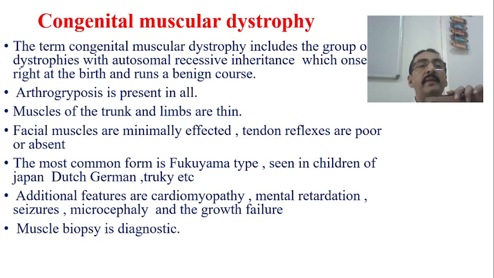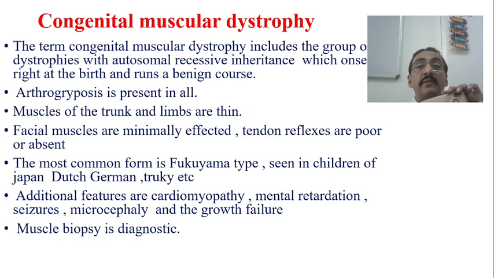Thank you very much. So we were discussing the differential diagnosis of muscular dystrophy. We have seen myotonic dystrophy, limb-girdle muscular dystrophy, and Emery-Dreifuss muscular dystrophy, and now today we look into congenital muscular dystrophy. Congenital muscular dystrophy is also one of the very important differential diagnoses.